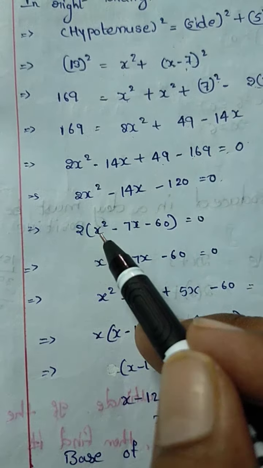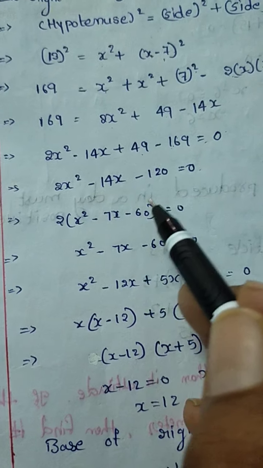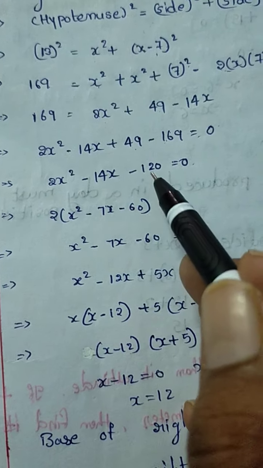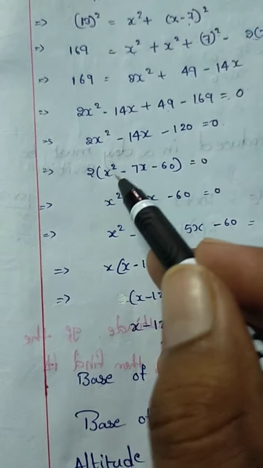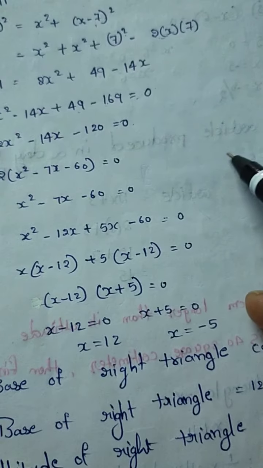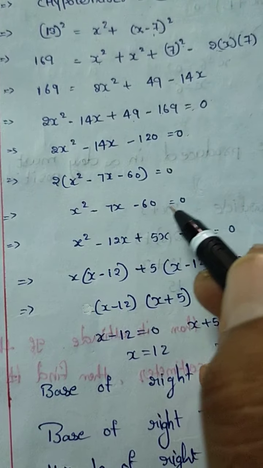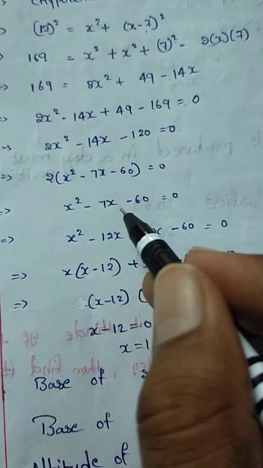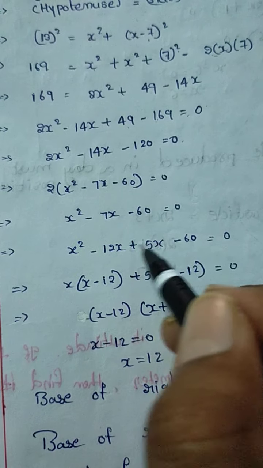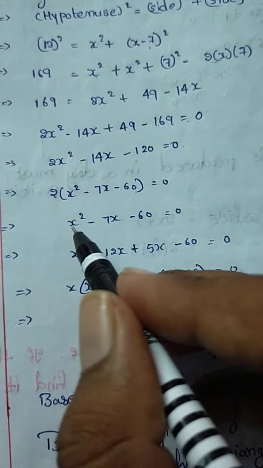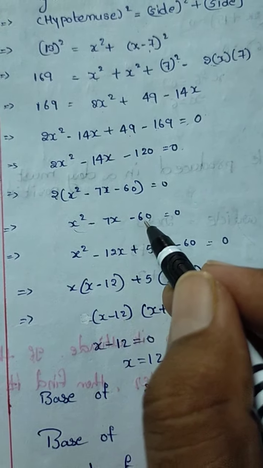Taking 2 common: x squared minus 7x minus 60 equals 0. Dividing by 2, 0 by 2 is 0. Now for x squared minus 7x minus 60, take any two values whose sum equals the middle term and whose product equals the product of the first and last terms.